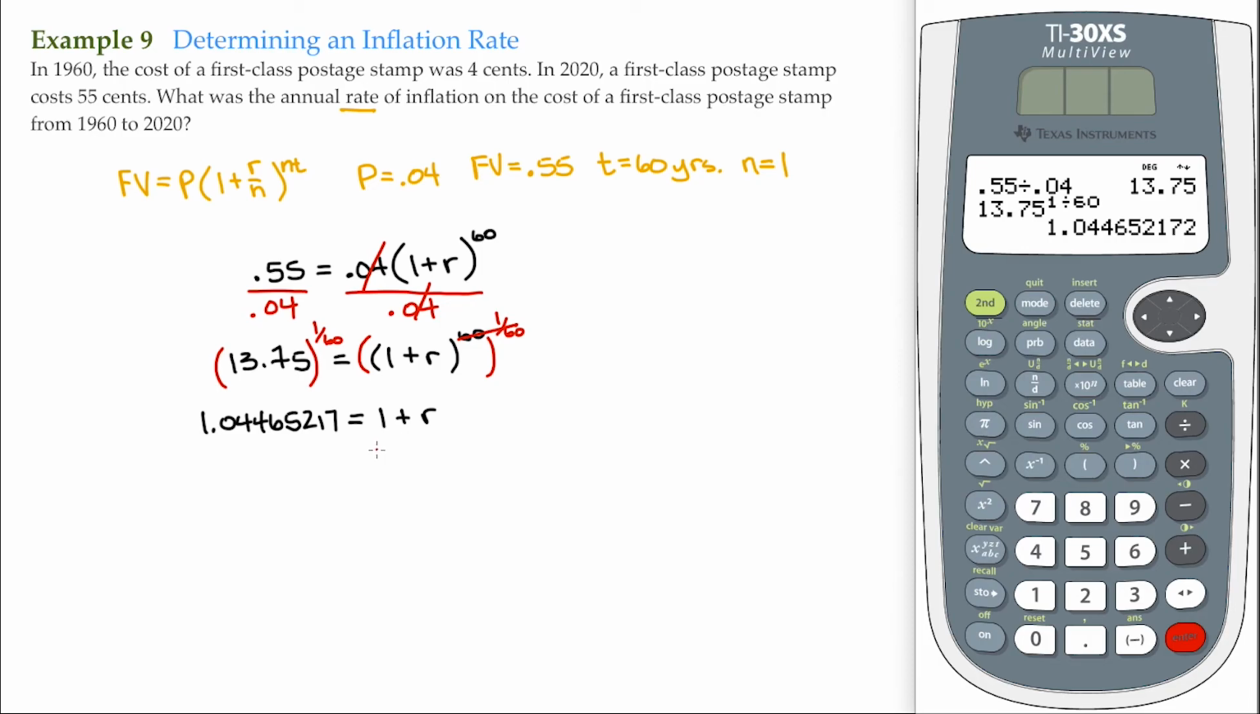We finish off our algebra by subtracting 1 from either side. So then R is approximately equal to 0.04465217. So the rate of inflation from 1960 to 2020, the rate was around 4.465% annually. And there you go.